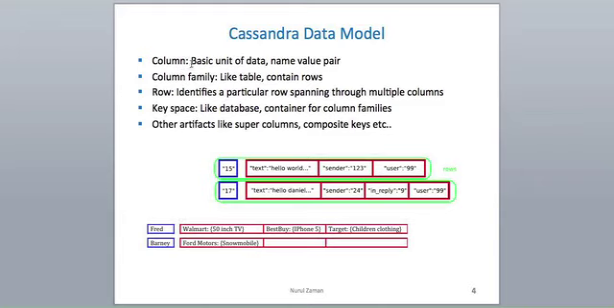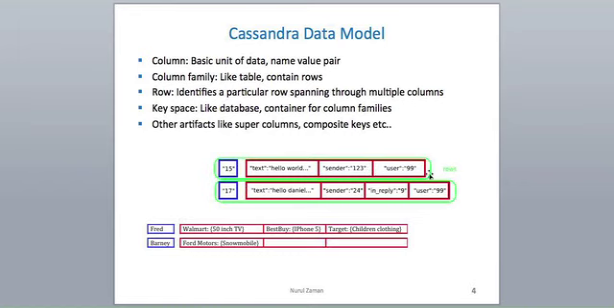The basic unit of data is a name value pair, which is referred to as a column. For example, over here, text is the name and hello world is the value, sender is the name, 123 is the value, user is the name, 99 is the value. All these columns strung together create a column family. And for this column family, this row is identified by a row key.